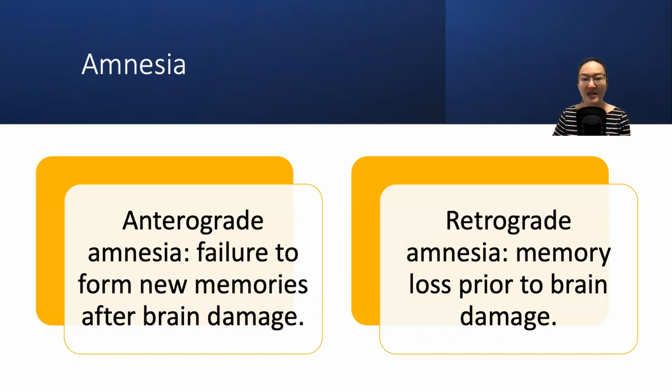Amnesia. There are two kinds of amnesia: anterograde amnesia and retrograde amnesia. Anterograde amnesia is the failure to form new memories after brain damage. Retrograde amnesia is memory loss prior to brain damage.